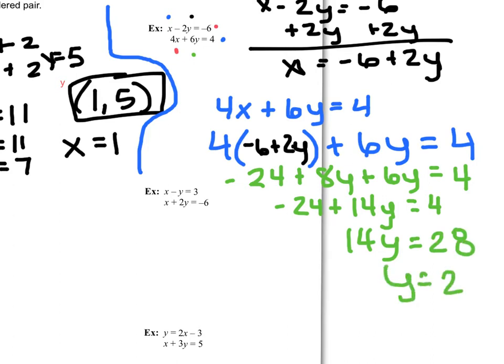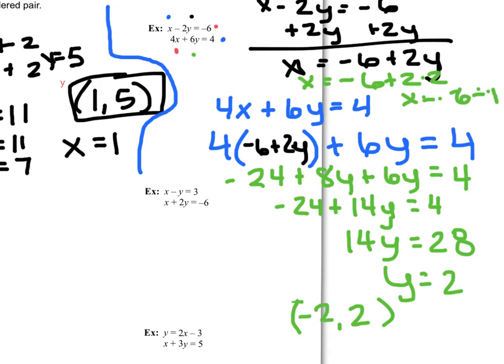But again, our answer is an ordered pair. We only have half of it so far. I'm still missing the x, so I at least know that the y part of my ordered pair is 2. So to find x, I'm going to take that and plug it right in there. Because I know that x is going to be -6 plus 2 times whatever y is, but that's 2. So x equals -6 plus 4, x equals -2.